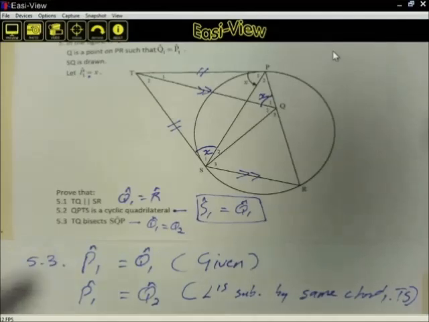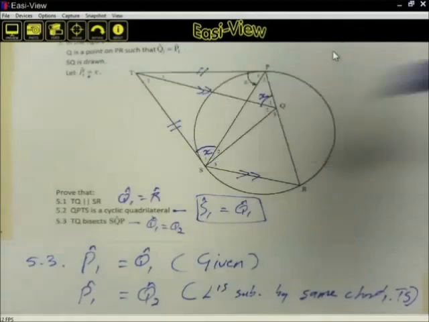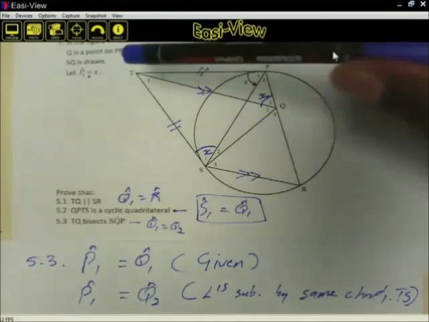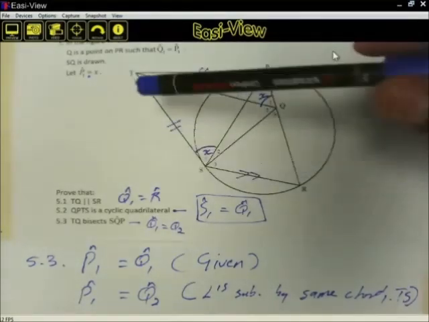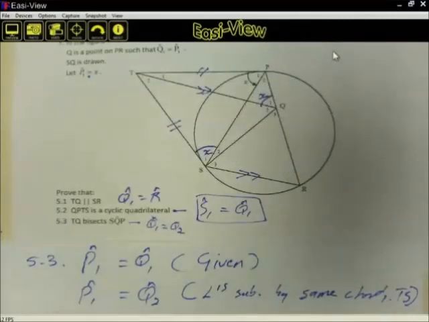Remember, in 5.2 we have proven that QPTS is a cyclic quad. So remember, the sides of a cyclic quad are chords of a circle. That's why I'm saying TS is a chord. So TS subtends angle P1, and again TS subtends Q2. Therefore, P1 is equal to Q2. Those are the angles subtended by the same chord.